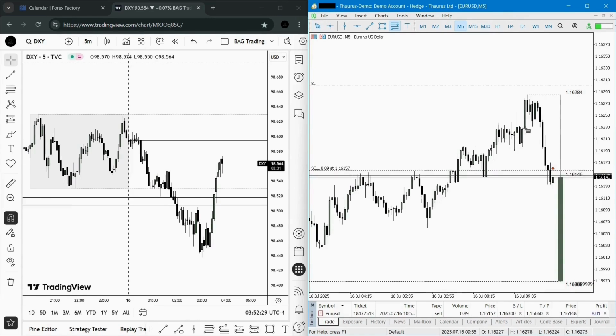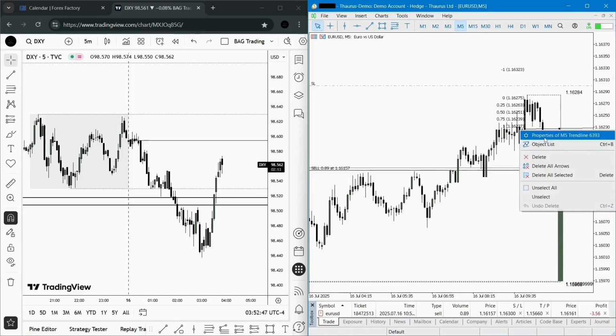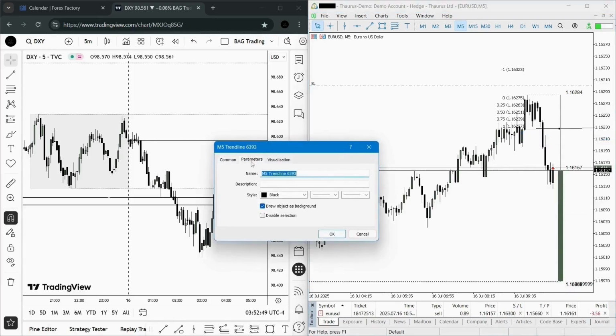I then set a 50 pip take profit, and you'll see me draw out a bearish order block mean threshold right here at the 1.1625 level, which I'll use for my risk management throughout the trade. The idea behind that bearish order block mean threshold level is that I do not want to see any 5-minute candle on the Euro US dollar close above that level, which I drew with the line there.